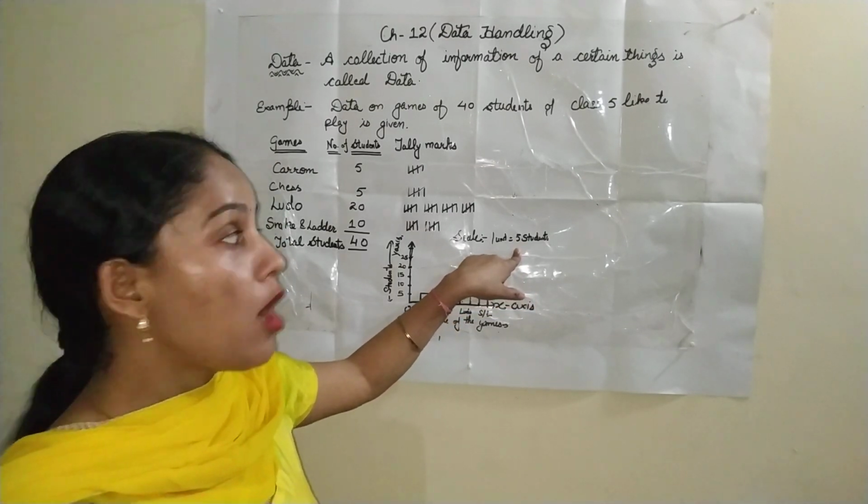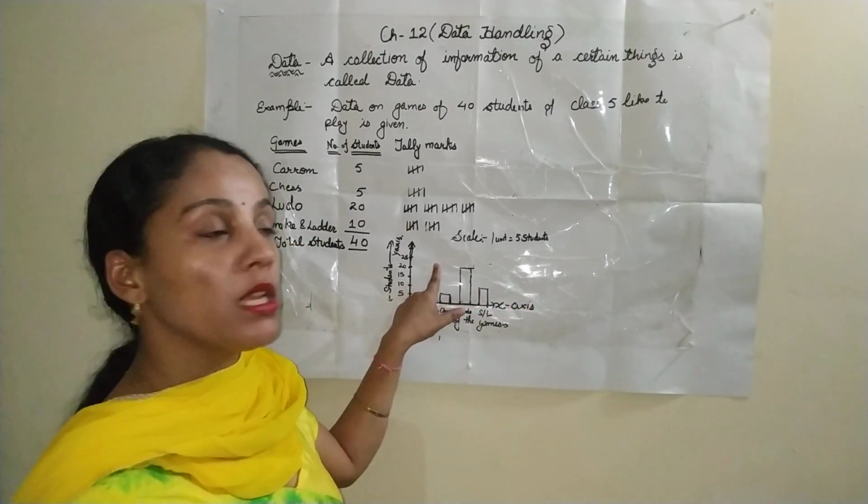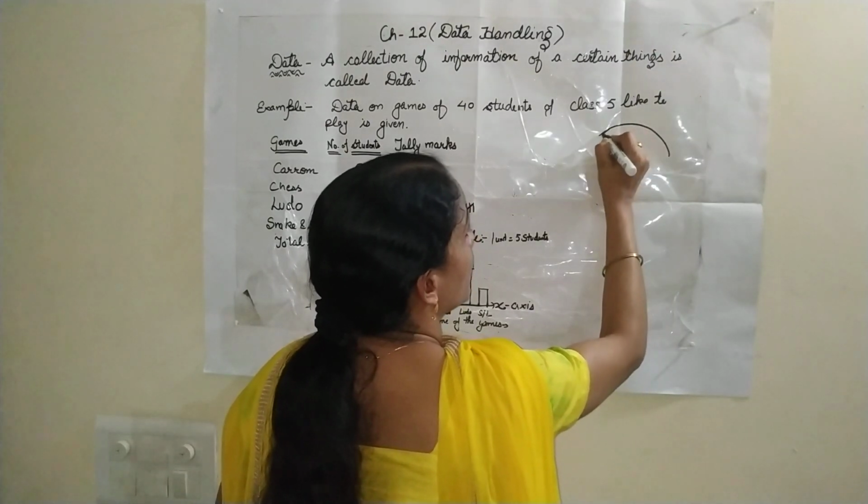Okay. Now if I tell you to draw a circle graph for this, how do you draw it? Just see here. First of all, you have to make a circle.